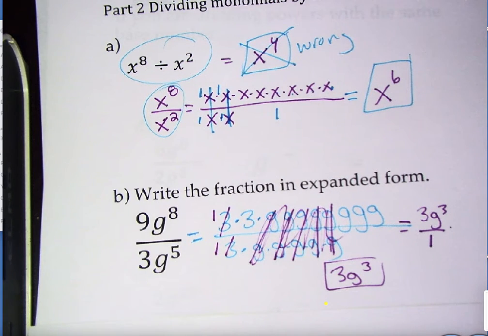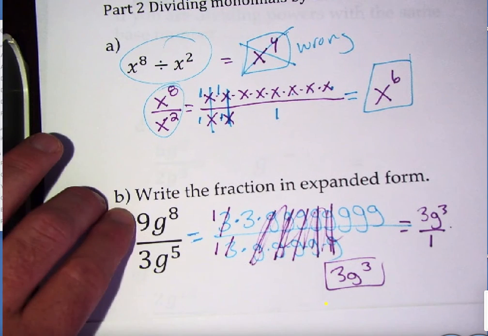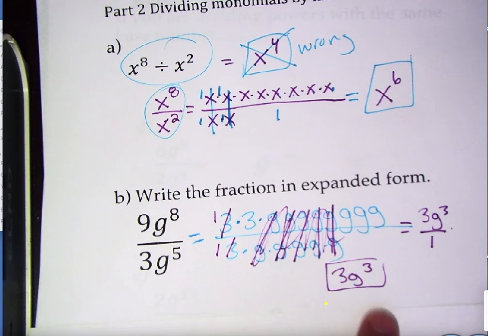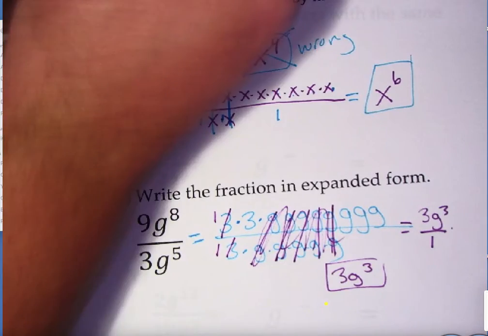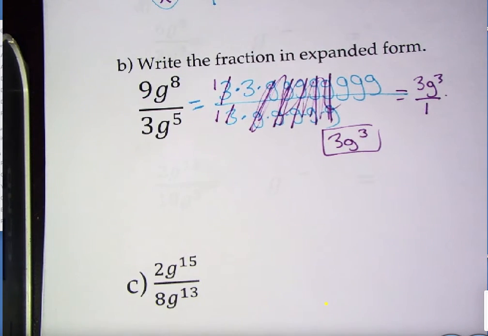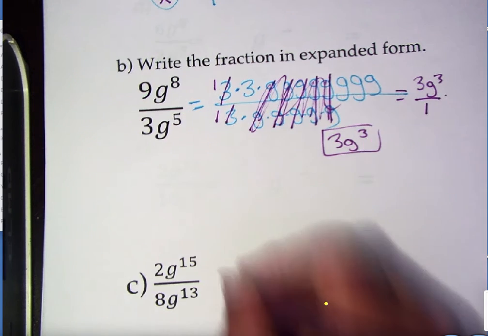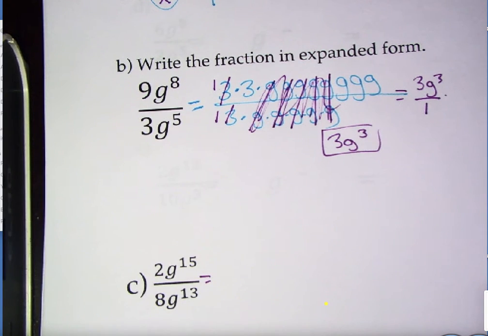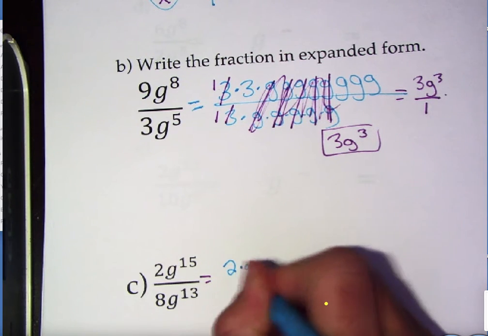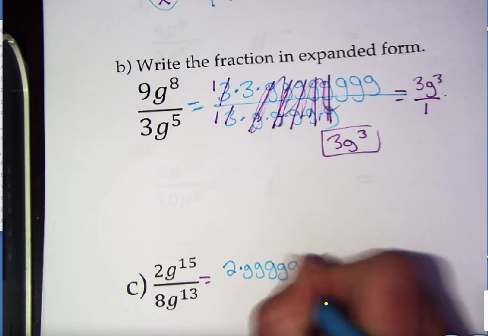So does it hold up, right? 9 divided by 3 is 3, and g to the 8th divided by g to the 5th ends up with g to the 3rd. So maybe there's a rule there that we can find and think about. Let's try one more, to make sure this keeps holding up, because otherwise writing out this expanded form will get really annoying really fast. All right, 2 is 2 times g, 15 g's. It's 5.